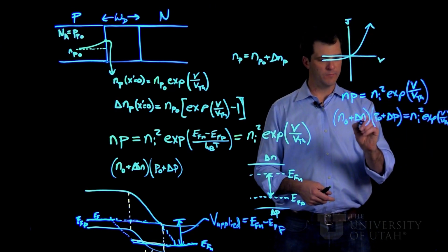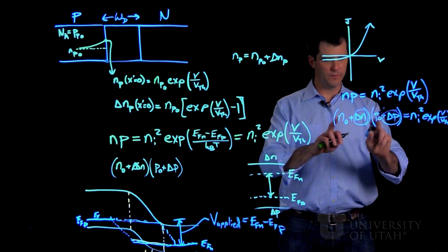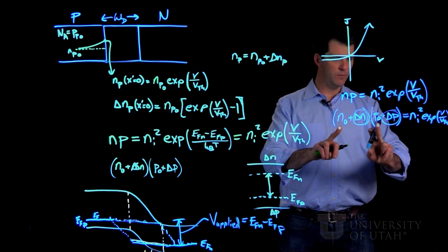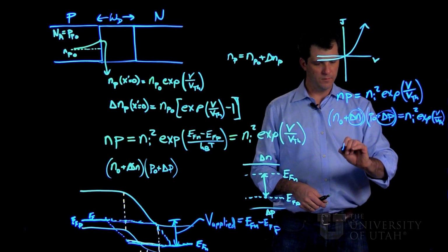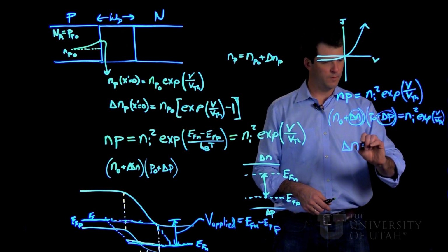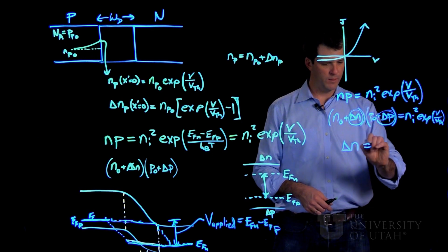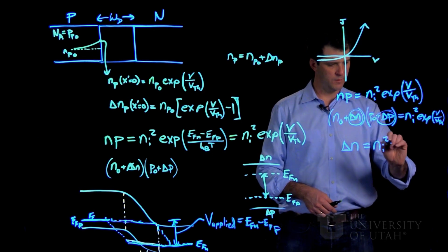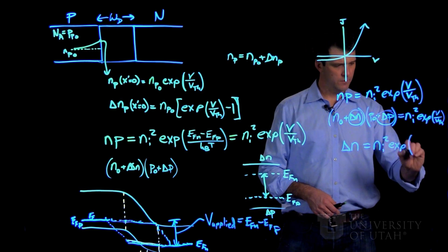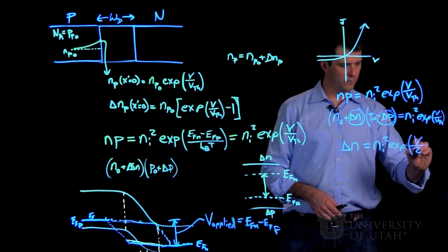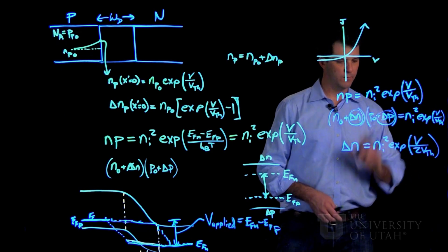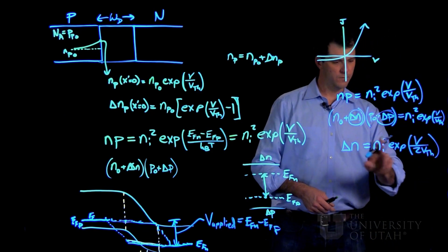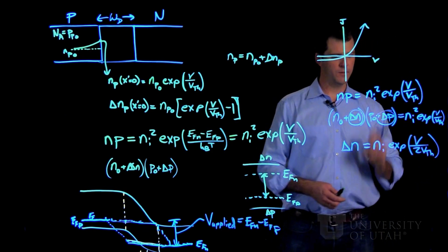So in high injection, we can assume that delta n and delta p are bigger than n0 and p0, and then by taking a square root, we can conclude that delta n should be about equal to ni squared exponential to the V over 2 V thermal, with the 2 here coming from the fact that we took a square root.